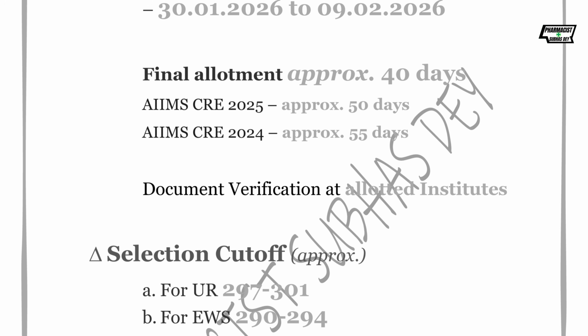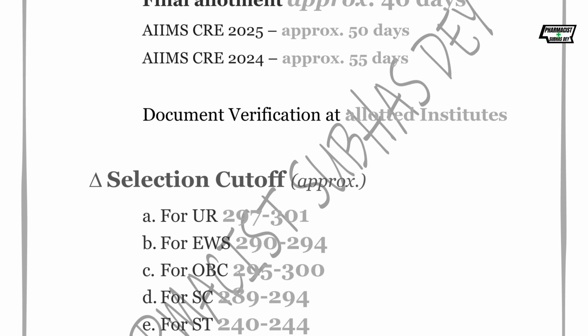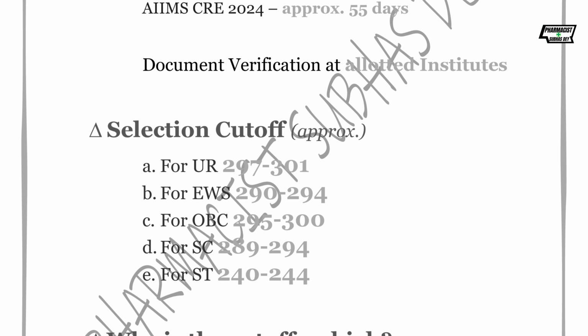So what will be the cutoff? Approximately, any idea? I got so many messages, so I tried to speculate, and it was not so hard, because ranks and marks, everything was given there. What I observed from this result is that your cutoff will be around 297 to 301, because almost 39 candidates scored 300 or 300 plus marks. So definitely the cutoff will be around that.